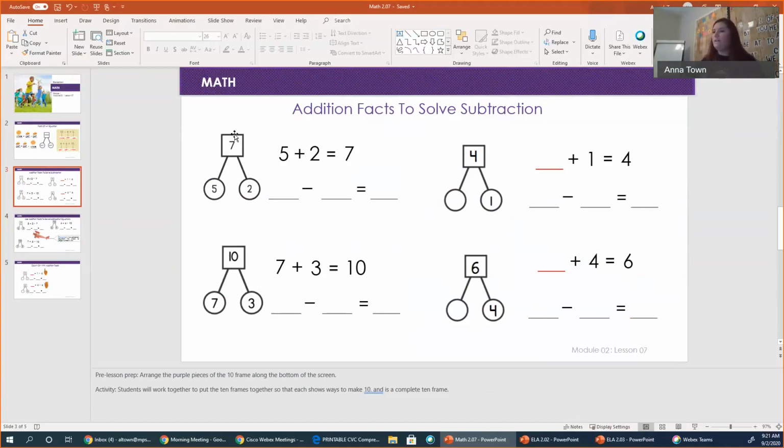Now I want you to take a look at our next equation. It says 7 plus 3 equals 10. What you're going to do is make a subtraction equation from this. So remember, addition is part, part, whole. Subtraction is whole, part, part. So we have to have the 10 first because 10 is our biggest number and it's our whole. We then fill it in with our parts. That means we could have 10 minus 7 equals 3, or we could have 10 minus 3 equals 7.